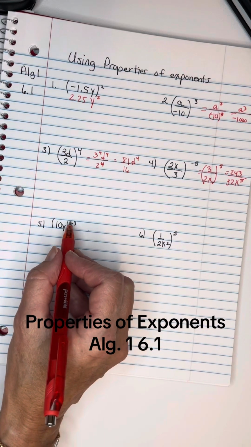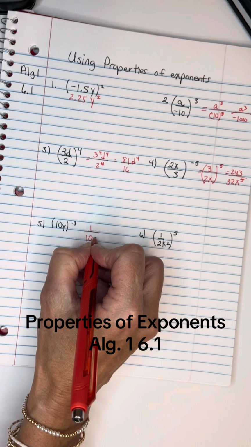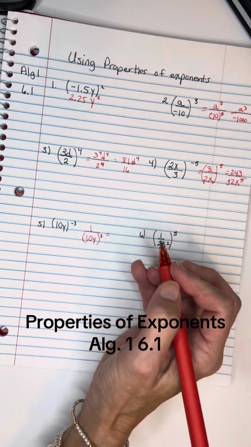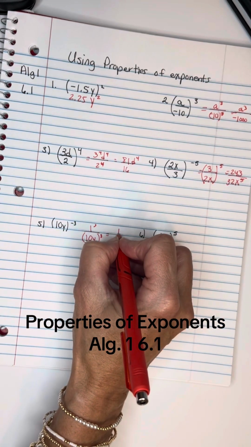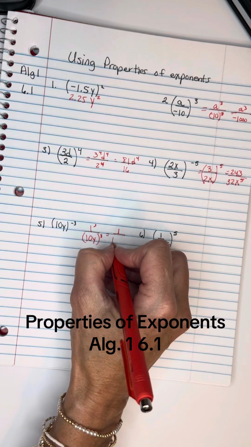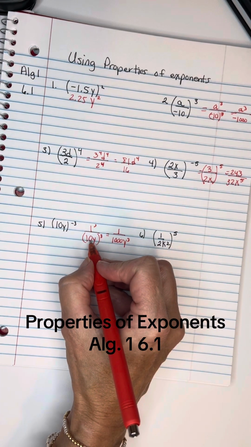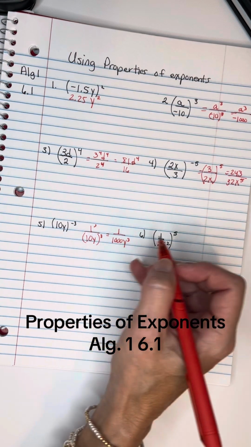Now on this one, it is a negative 3, so let's put a 1 over 10y, and then that will make it a positive 3. So we're not supposed to have a negative in the exponent. And so 1 cubed is 1, and 10 cubed is 1,000 y cubed. It's just going to have 3 zeros when you have 10 raised to the 3rd.